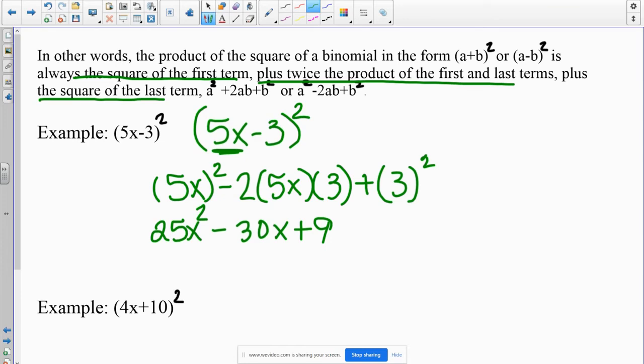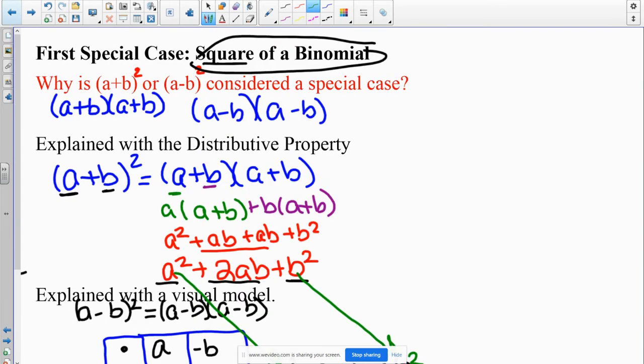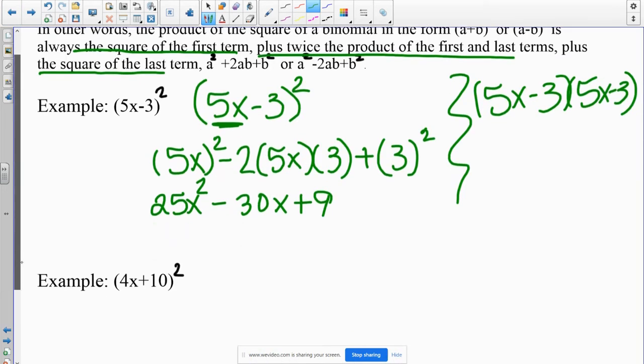Now, if you're thinking, hey, Ms. Stell, that is way too much more work, I would rather just multiply like I learned in the last lesson, you are more than welcome to do that. If you notice this pattern, it may or may not make it more efficient. Again, we're doing a square of a binomial. I'll do another example.